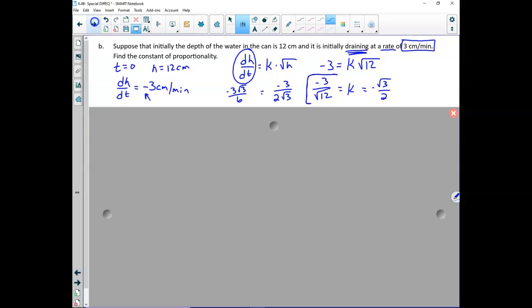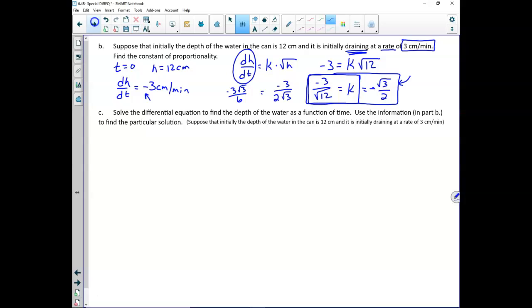Doesn't matter. To be honest with you, I would have stopped with this one, and I wouldn't have simplified it because I don't need it simplified, really. Sometimes it helps in the problem. As I move along, I'll use this, but it doesn't matter which one I use.